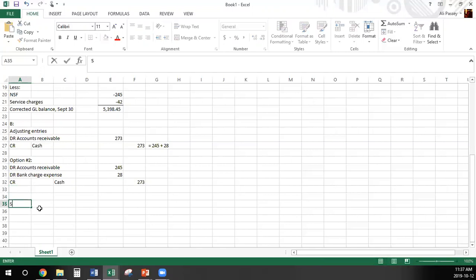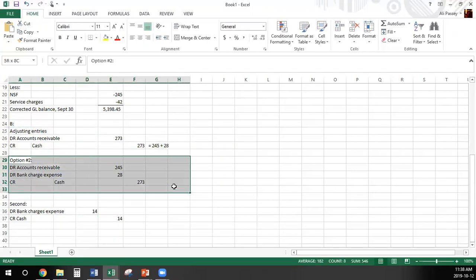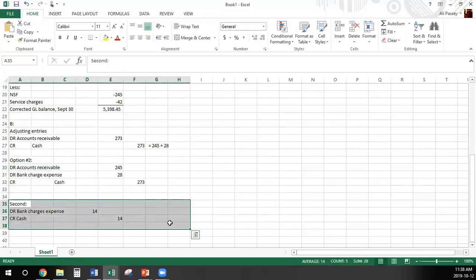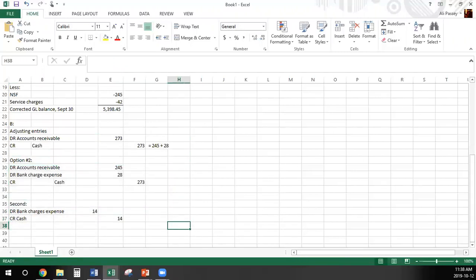The second entry would be to record the regular monthly bank service charges. So you would need to debit bank charges expense and credit cash, and the amount of that was $14. So for Part B, you would do either this entry or this entry, and then your second entry would be for the bank charges expense. So that's P5-12.